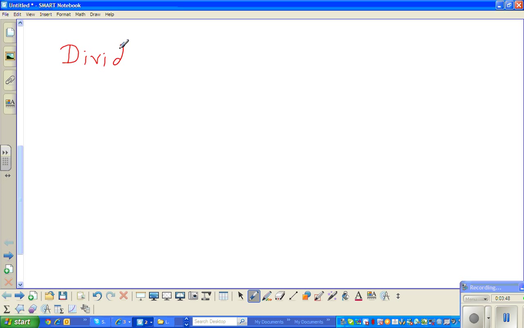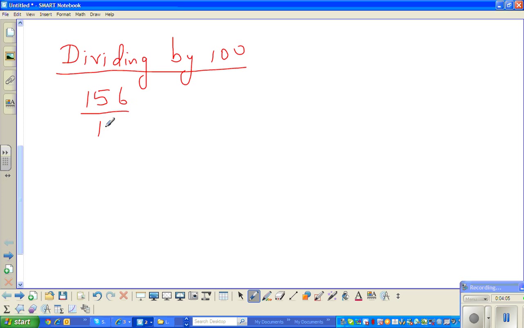Let us say dividing by 100 only. Suppose it is 156 divided by 100. This 156 can be written as 156.0. Now, this is only a placeholder, so it's divided by 100.